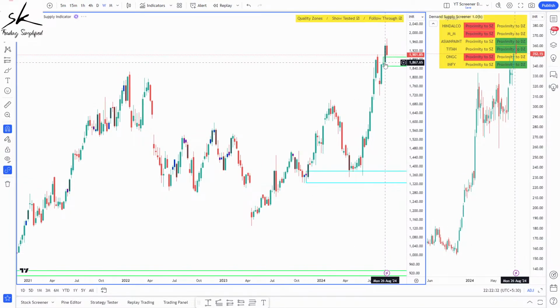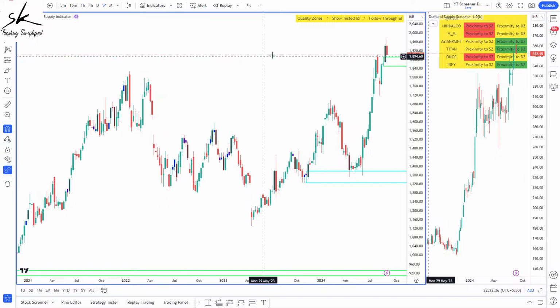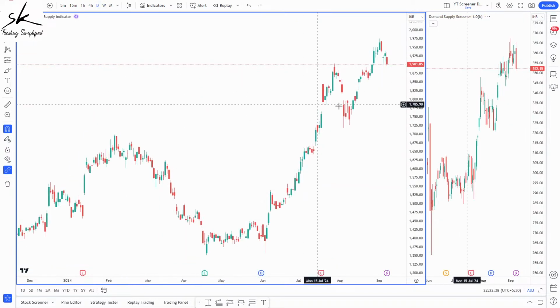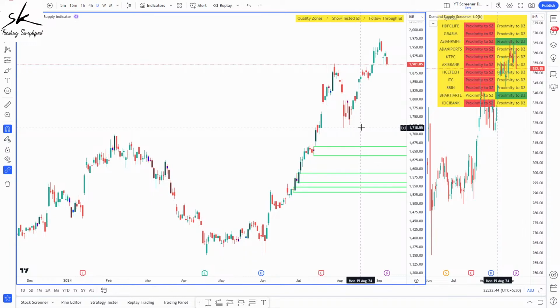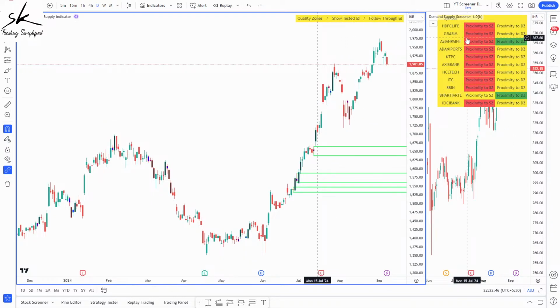zone. So here you can see we have a rally-based rally. We're trading pretty close to it. So this is what the screener does. It helps you identify symbols where you are trading closer to the zone. In fact, if you want that I only want symbols where I'm trading inside of a demand area or a supply area, we can also tweak that.